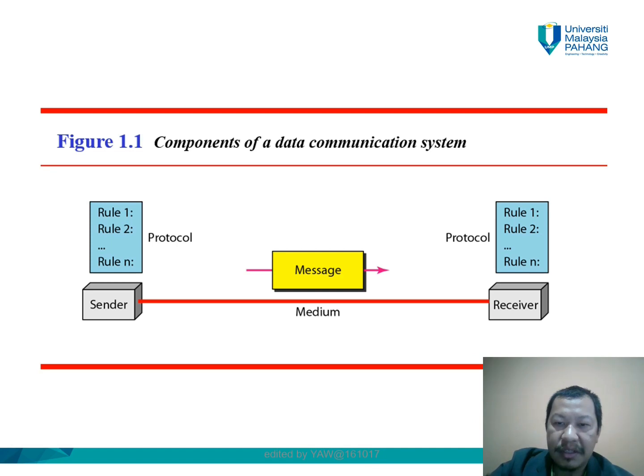The fourth is the receiver, the person or the device which receives the message, the information. Okay, that is the receiver. And number 5 is the protocol, which is the set of rules to be followed in order for the data communication to happen.